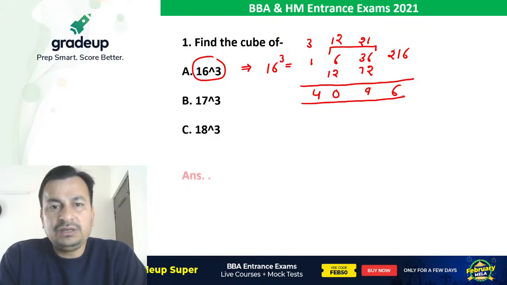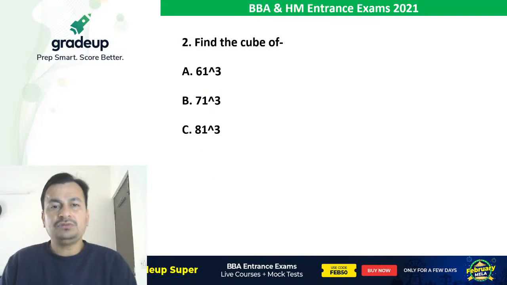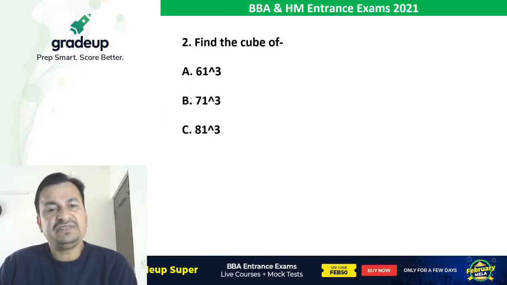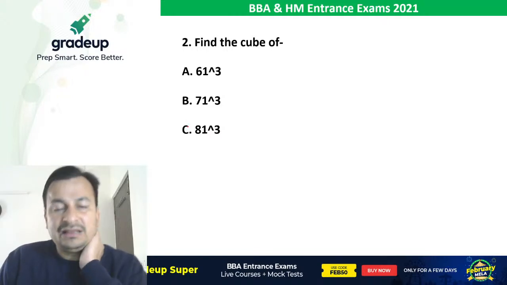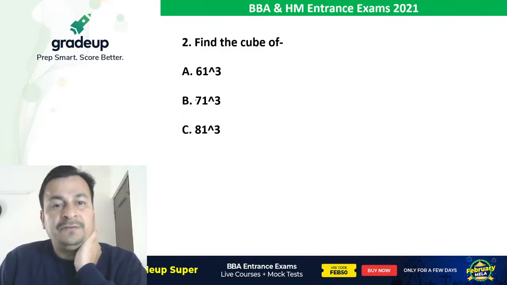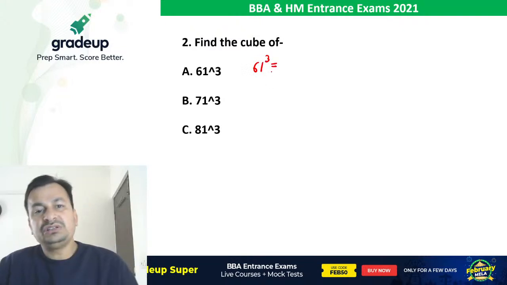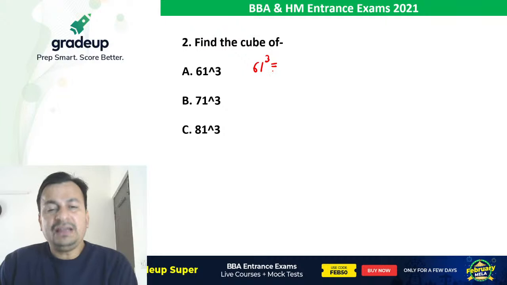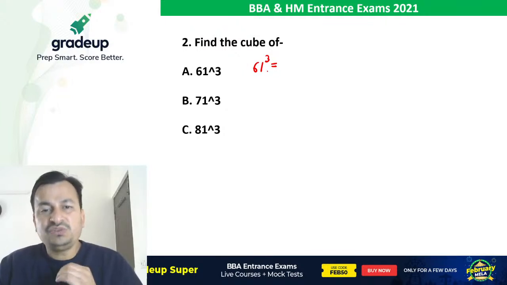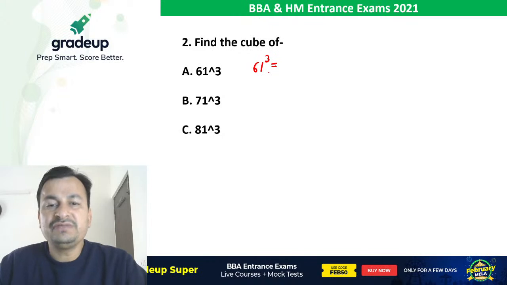चलिए, question number 2. In question number 2 we have to calculate the cube of 61, 71 and 81. All these three numbers belong to the category 2, that is the category in which we will find out the cube of a number that ends with 1. So what is the process to calculate the cube of a two-digit number that ends with 1? So we will apply the same process as we did in the previous question in reverse manner.